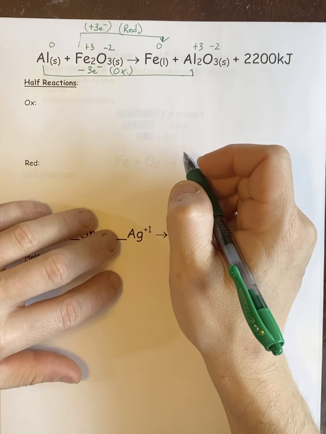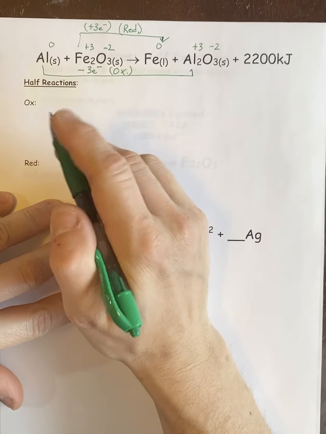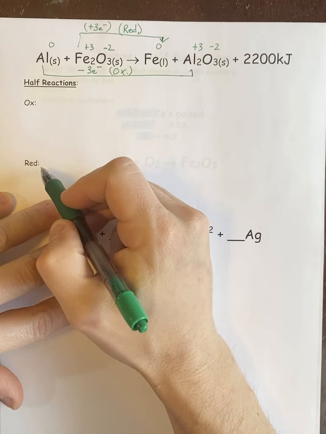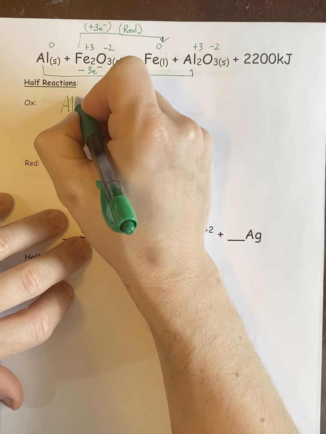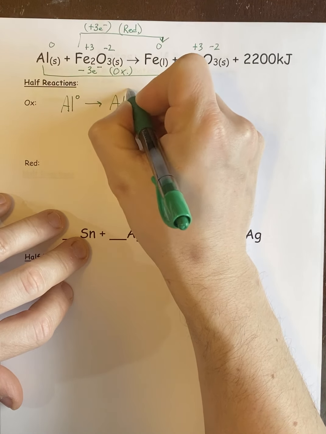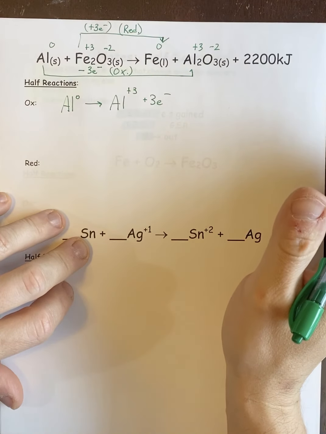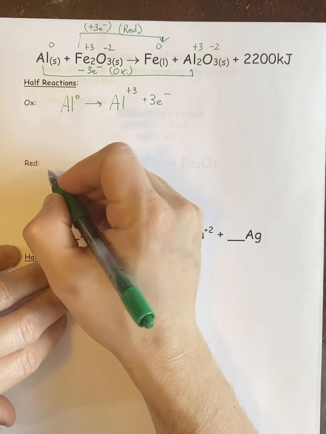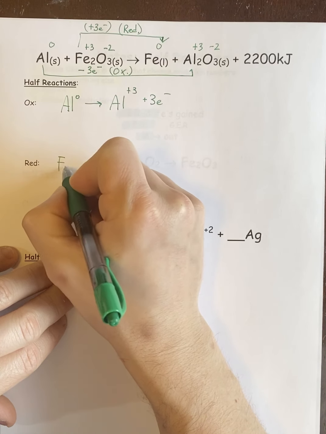3 electrons. So when we write our half reactions, we're going to remove everything but aluminum for this half reaction and everything but iron for this half reaction. So for the first one, it's going to be Al0, and it lost 3, so I'm adding them to the right side of the arrow because it lost 3 electrons. The next one, I'm going to add them to the left side of the arrow because it gained 3 electrons.